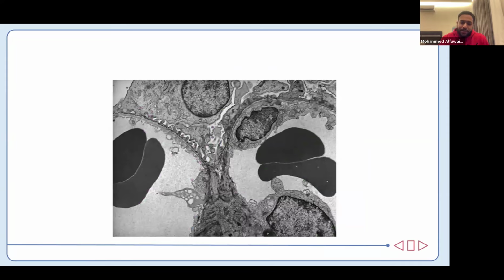Good. So this is, again, the electron microscopy. This is the endothelium. We could see some RBCs here. This is the very thin basement membrane. And then you can see some foot processes. Here, do you see the foot processes as well? No, it's just flattened. Okay. So hence, it loses its function. And then you'll have, obviously, proteinuria.